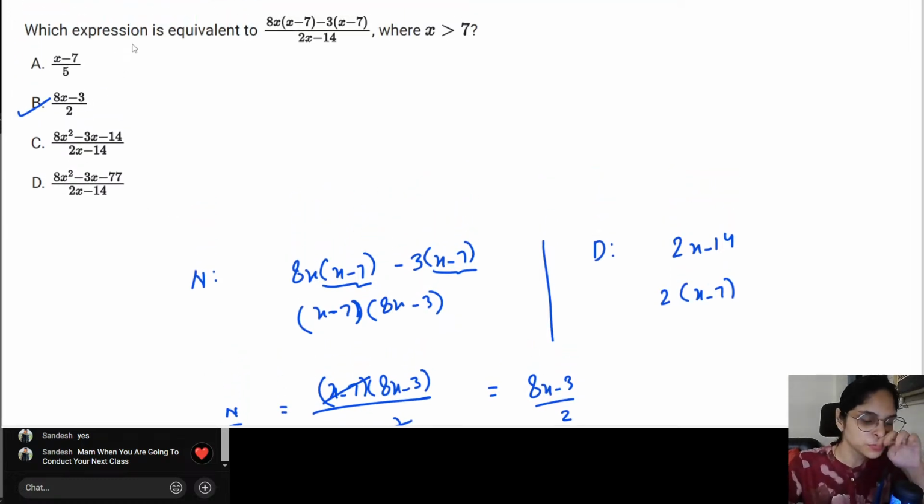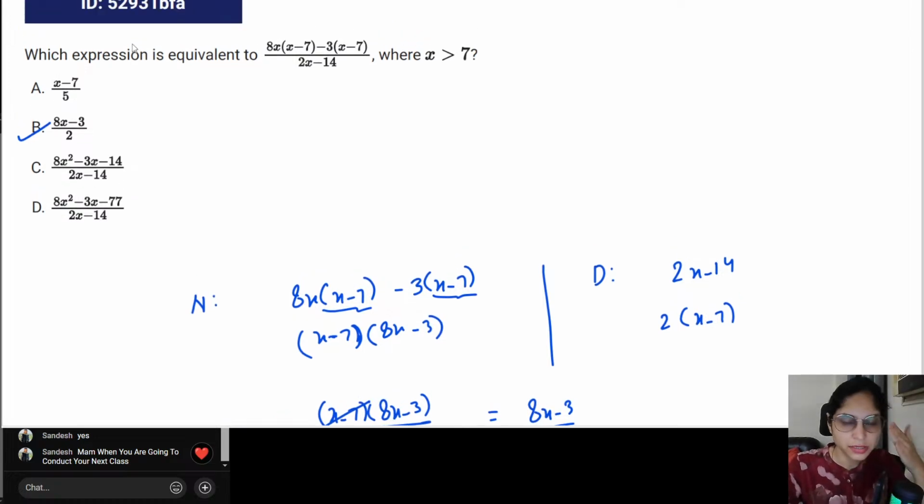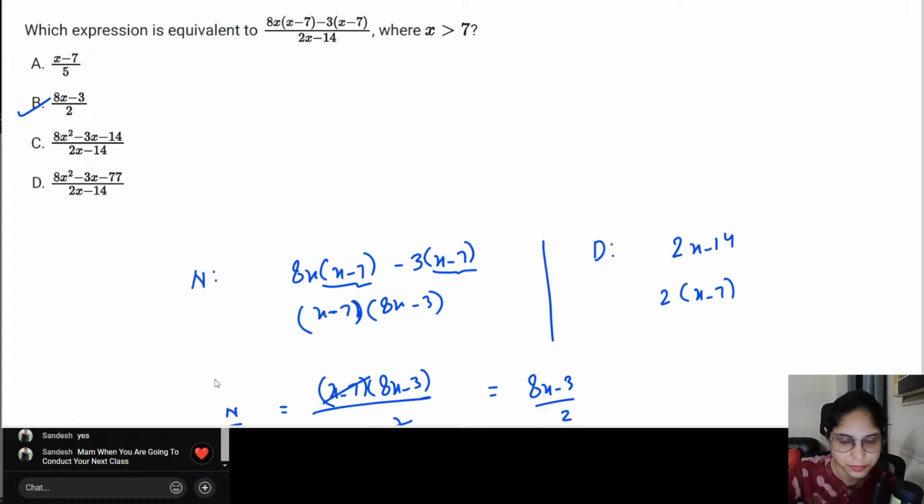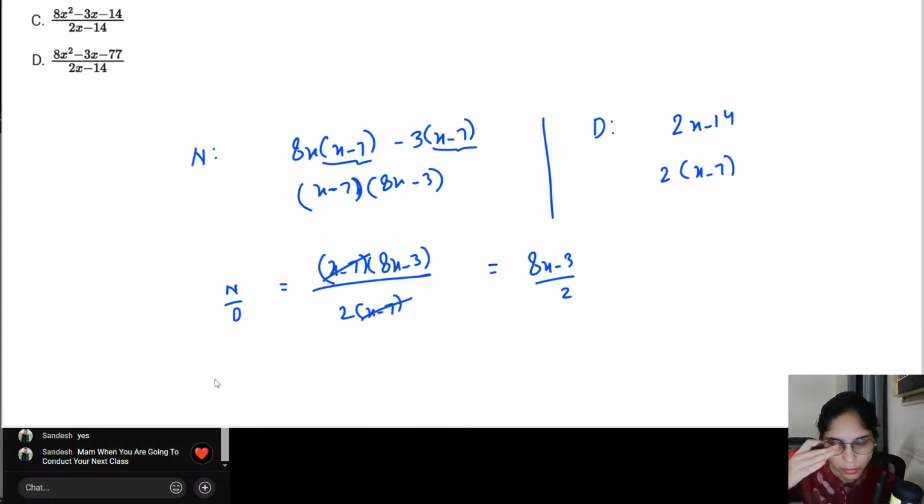Okay, so take the numerator, factorize it, take the denominator, factorize it. The mistake that you might do is, you multiply 8x with x minus 7, you multiply 3 with x minus 7, and then you will get an answer, and then you will try to factorize it. No, it's already half factorized. You just see which is common. X minus 7 is a common factor, so you just take it outside. Please don't multiply it all the way and then factorize it. That's just brutal.